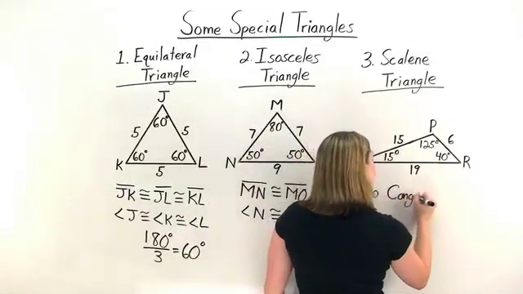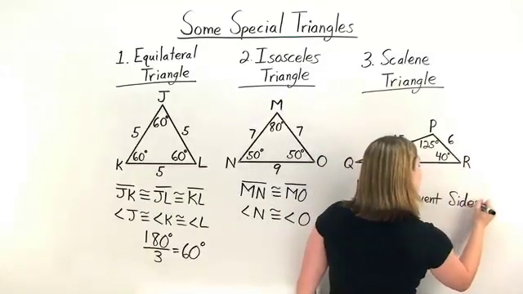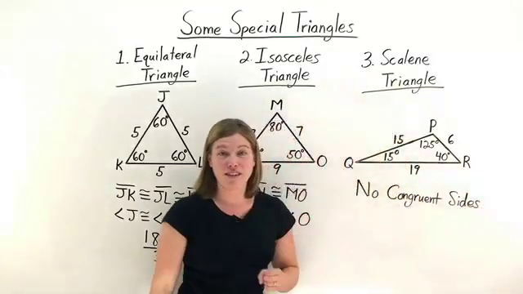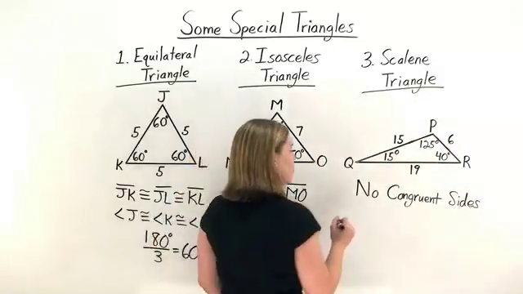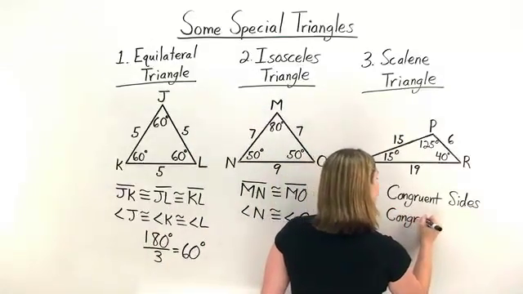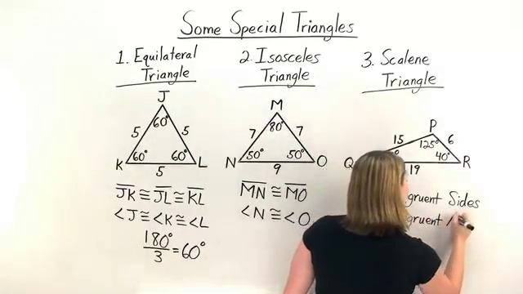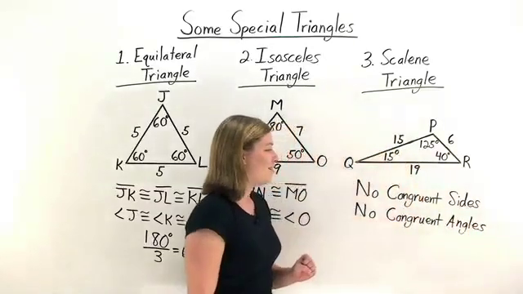With a scalene triangle, we don't have any sides that are congruent. None of the sides measure the same. And if none of the sides measure the same, that means none of the angles will measure the same as well. So we have no congruent sides and no congruent angles. That's what it means to be a scalene triangle. Neat.